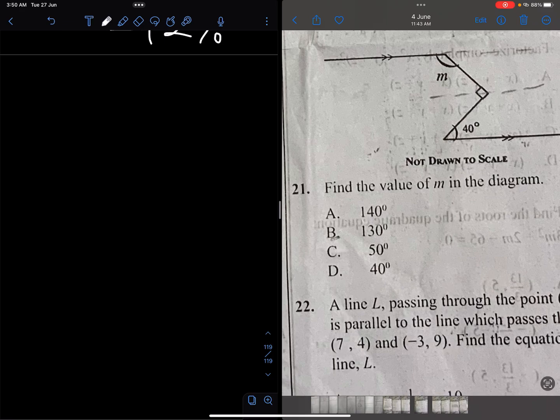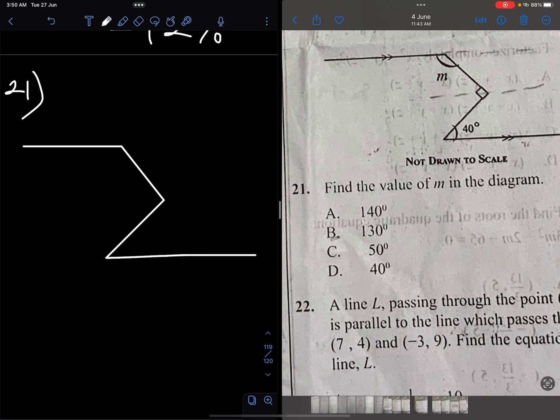Now we go straight to the next, which is number 21. There's a diagram for that. Let's draw the diagram very quickly. This is a diagram. There's another line here, and there's one line here too. Now this line is parallel to this line.